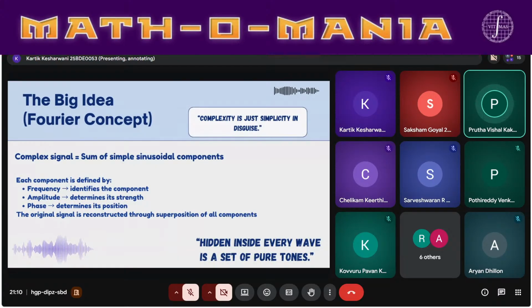Now, you might be wondering why sine and cosine waves specifically. The reason is that these waves are the most basic forms of oscillation. They're smooth, continuous, and repeat in a predictable pattern. Because of these properties, they serve as ideal building blocks for constructing more complex signals. In fact, you can think of sine and cosine waves as the alphabet of signals. Just like we use letters to form words and sentences, we use these basic waves to form complex signals.